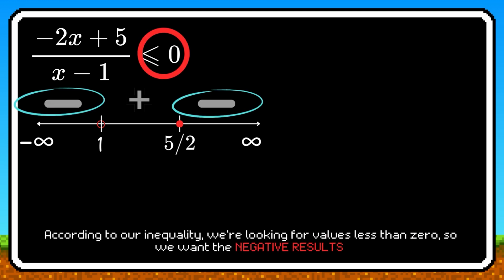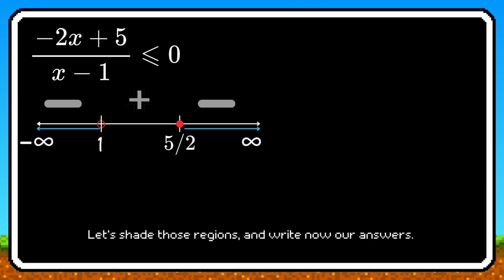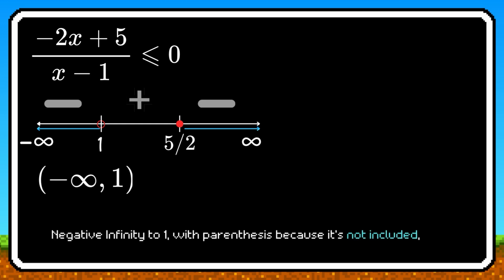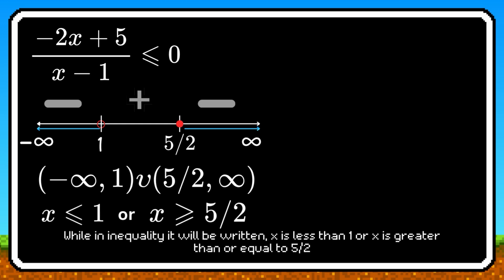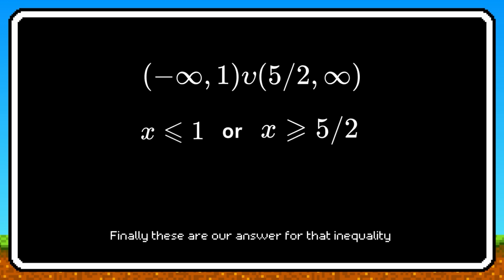According to our inequality, we're looking for values less than or equal to 0, so we want the negative results. Let's shade those regions and write our answers. Negative infinity to 1, with parenthesis because it's not included, then union bracket 5 over 2 to positive infinity because this one is included. In inequality form, it will be written: x is less than 1 or x is greater than or equal to 5 over 2. Finally, this is our answer for that inequality.